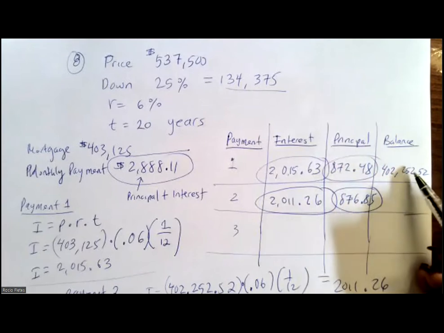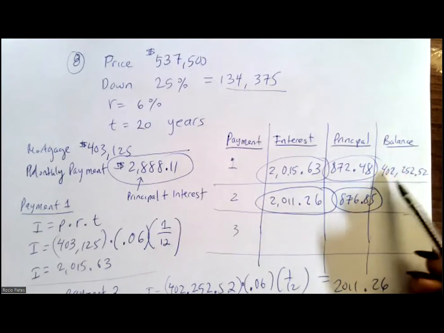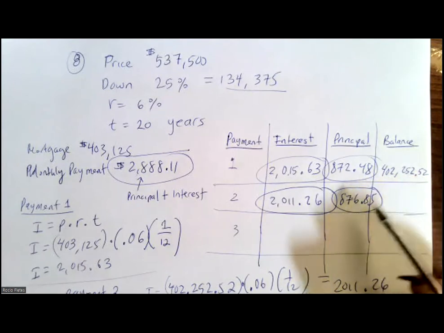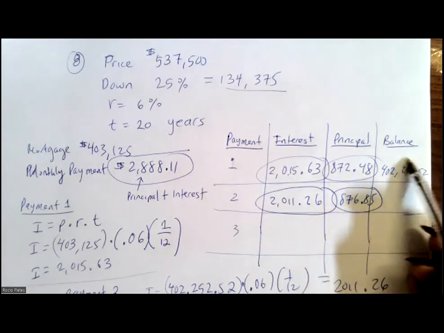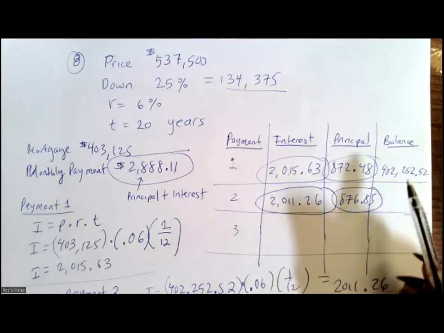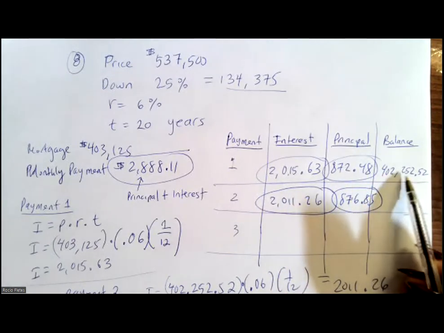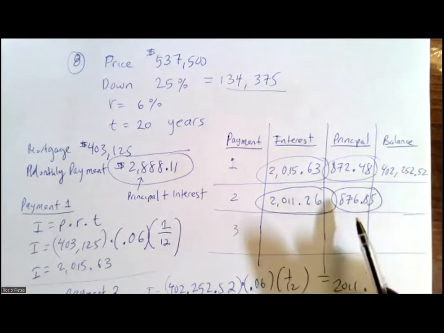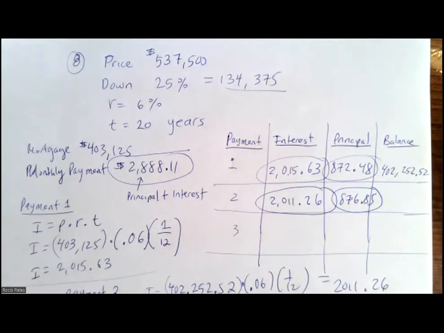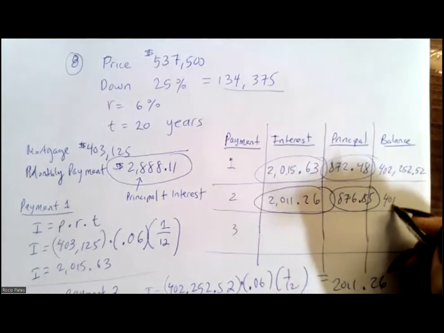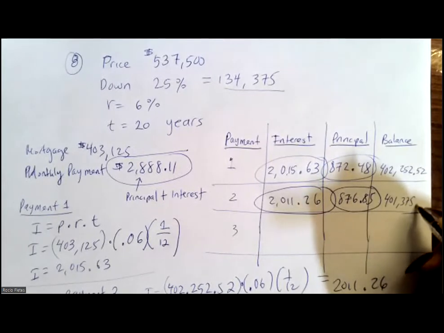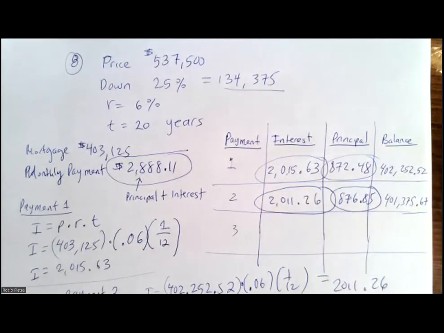Now to get the new balance, you take the new balance, 402,252.52, minus the new principal, 876.85. It gives you a new balance of 401,375.67. Okay. And then you repeat this for the third month.